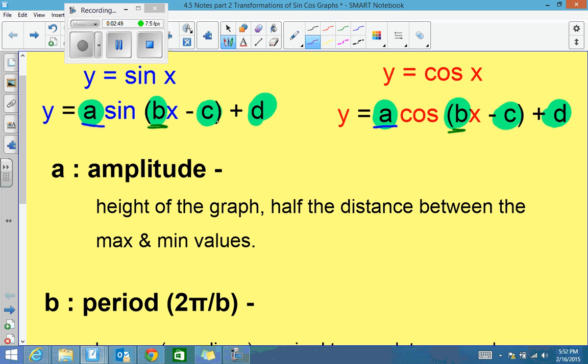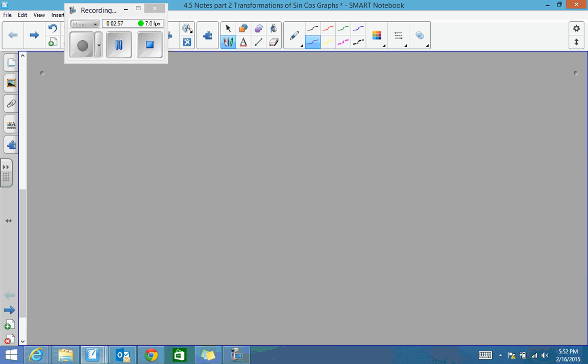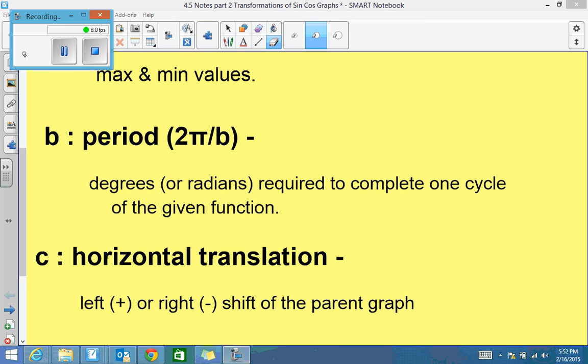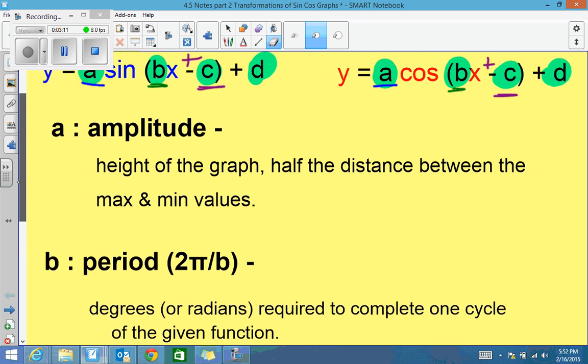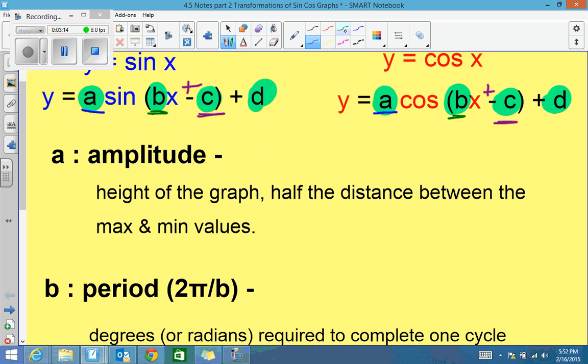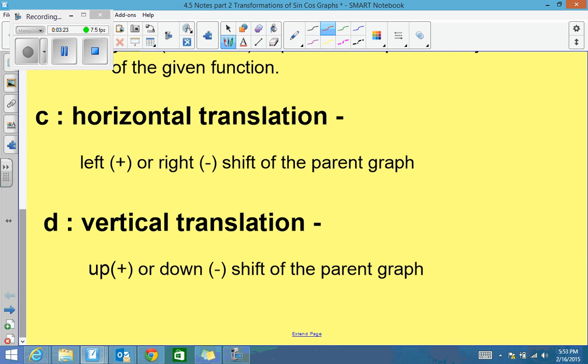If we add values in the C position, which is actually adding or subtracting inside the parentheses, that represents what we call a horizontal translation, and it is a left or right shift of the parent graph. And again, we'll see some examples here in just a second. As we add values to the D position, or outside the parentheses, and we add or subtract values, that represents a vertical translation, and that shifts the graph up or down. So it represents an up or down shift of the parent graph.